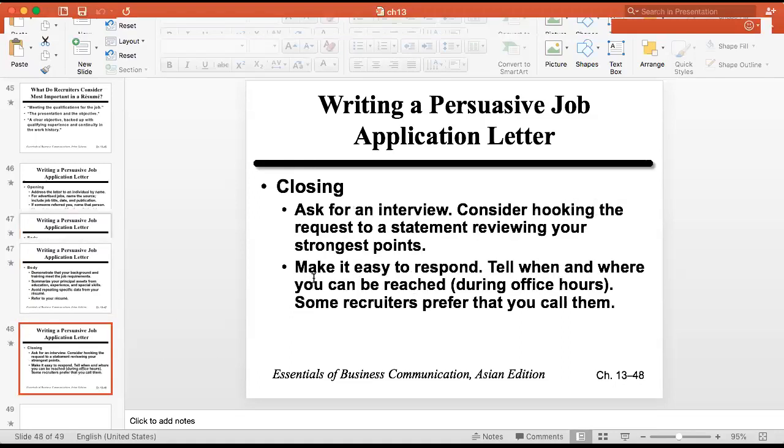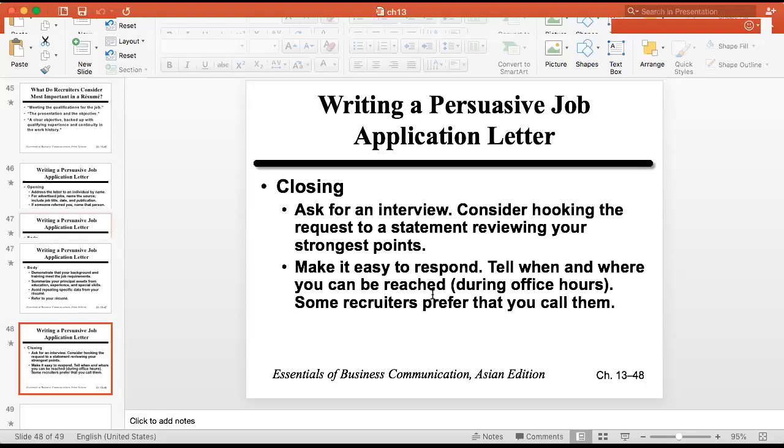Now, for closing, ask for an interview. Consider hooking the request to a statement reviewing your strongest points. So basically, your ultimate aim of the cover letter is to get you a job. But your first aim of your cover letter is to get yourself shortlisted for the interview. So you should make it easy to respond.